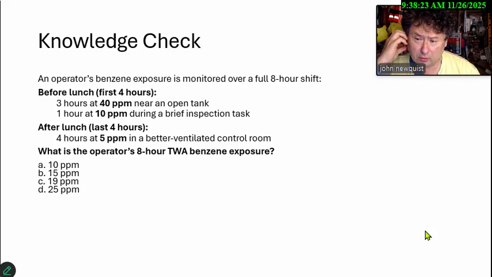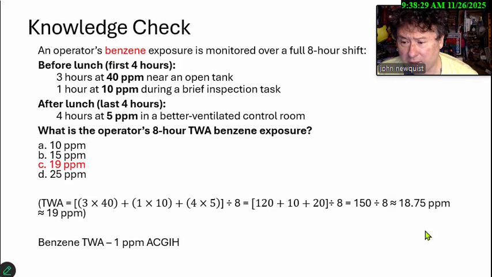Well, you know it's going to be between 40 and 5, of course. And a chunk of it is high. So let's do the math. 3 times 40 is 120. 1 times 10 is 10. 4 times 5 is 20. That's 150, divided by 8, or 18.75, approximately 19 parts per million.